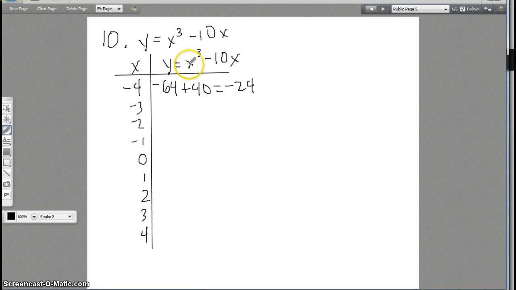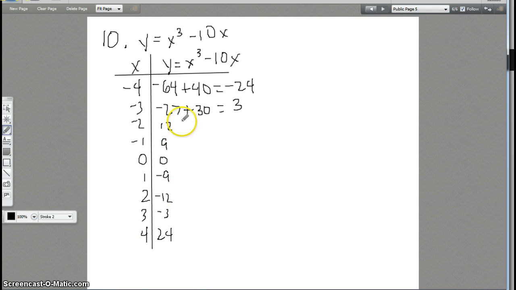Negative 3, when we cube it, is still negative. It's a negative 27. And then minus 10 times negative 3, remember a negative times a negative is a positive, minus a negative 30. And then negative 27 plus 30 is 3. So I'm going to pause this to put the rest of these values up.